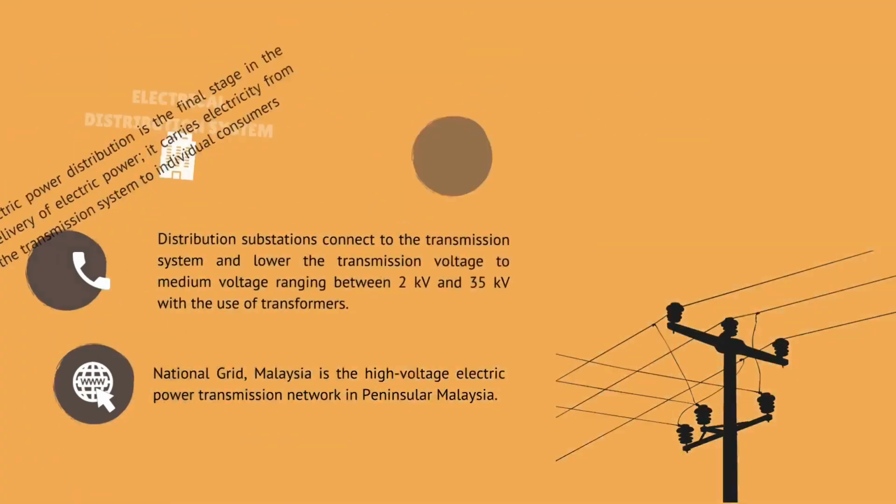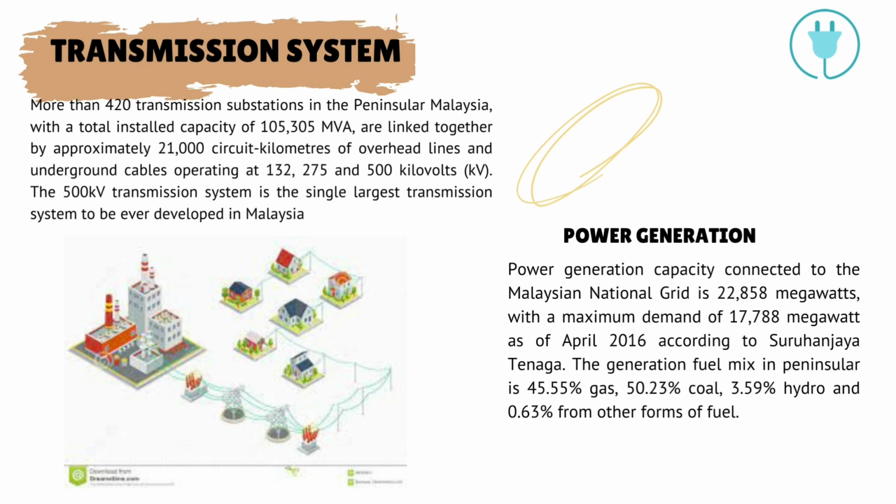Next, in terms of the transmission system, as we know, there are more than 120 transmission substations in Peninsula Malaysia with a total installed capacity of 105.5 megavolt amperes. The 500 kilovolt transmission system is the single largest transmission system ever developed in Malaysia. Next, the power generation capacity connected to the Malaysian national grid is 22,000 megawatts. Maximum demand is 17,000 megawatts.